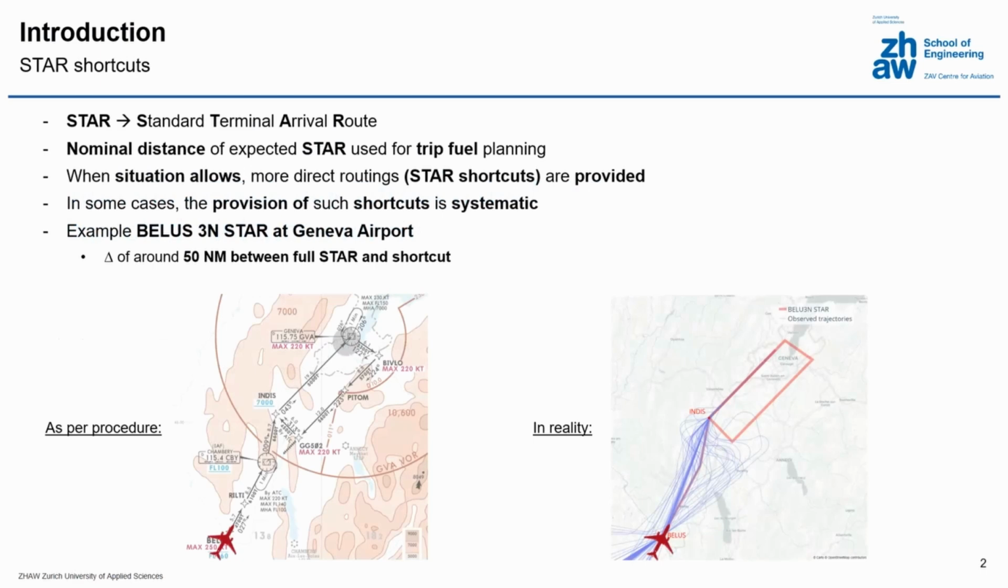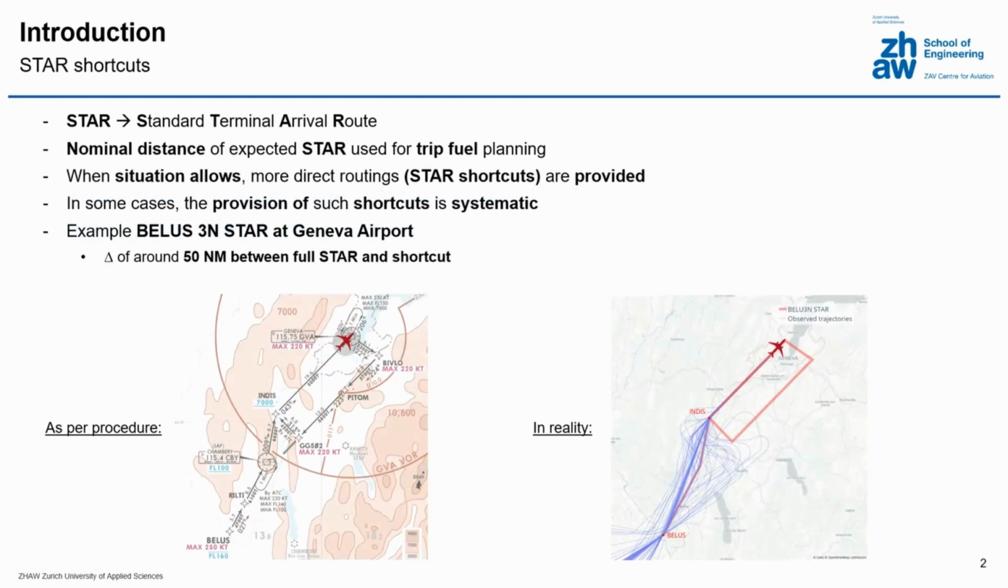And one good example to illustrate that is the BELUS 3N STAR at Geneva Airport, for which, as per the official published procedure, as shown here in the left animation, the aircraft is supposed to first fly an upwind leg along the approach path at higher altitude, then turn right for a 20 nautical mile downwind, before then turning base for the actual approach down to runway 04. But what happens in reality is that essentially all aircraft are provided a more or less straight-in approach to the INDIS waypoint, from which they then directly initiate the approach down to runway 04.